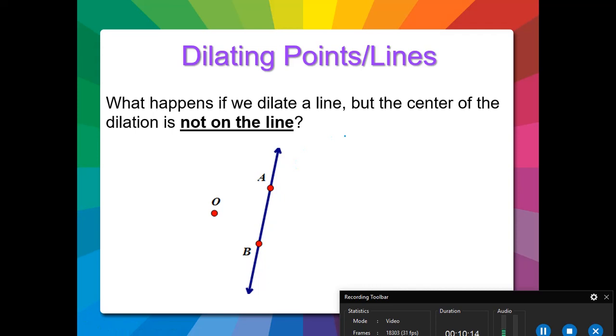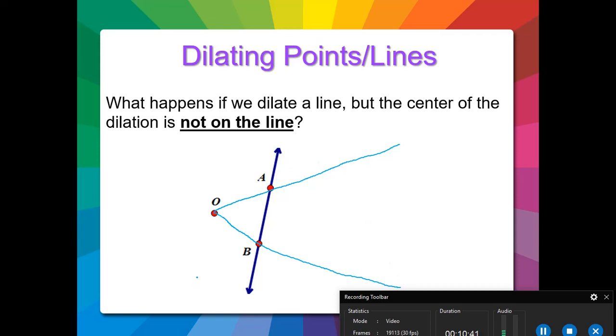So what if we move the center of dilation off the line? In my picture, you can see that O is my center of dilation. I'm going to dilate line AB. So the first step is just like we did in yesterday's notes. I'm going to draw a line with my straight edge between O and A, and I'm going to keep that line going, extending it on. I'm also going to draw a line from O to B and make it go on.